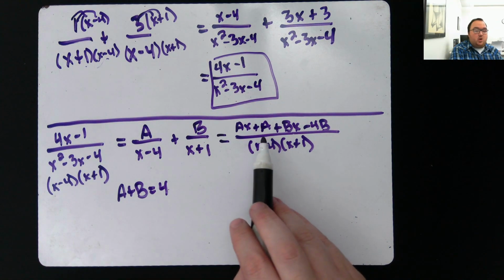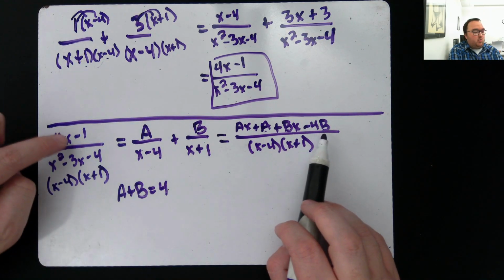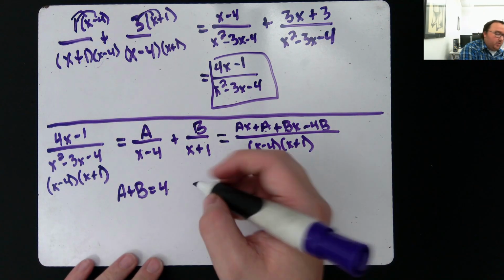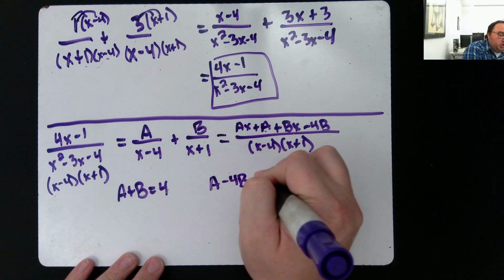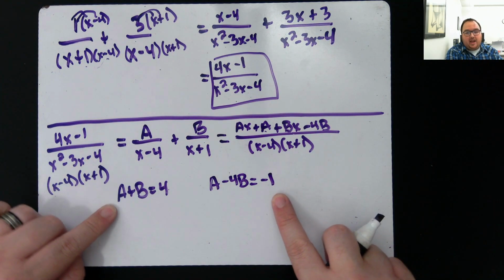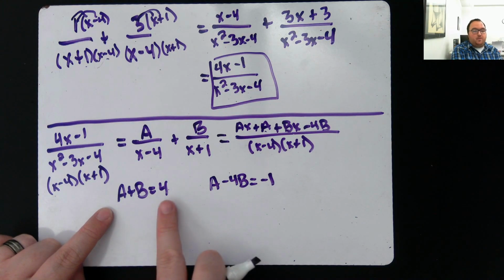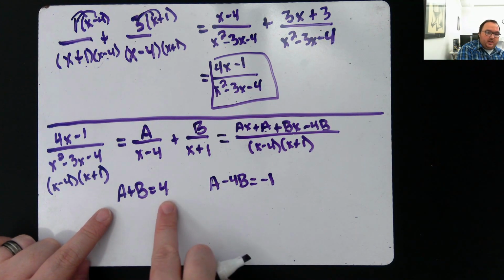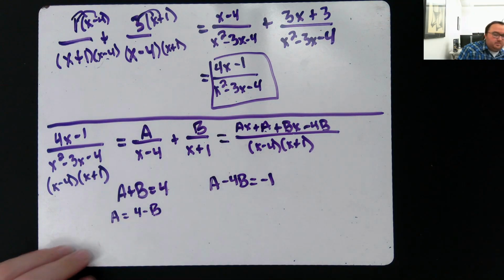Same thing over here. I have a constant, so a minus 4b has to be equal to negative 1. So I can write that: a minus 4b has to be equal to negative 1. So I'm going to use these to figure out what a and b are. If a plus b is equal to 4, I can bring the b over here and know that a must be equal to 4 minus b.